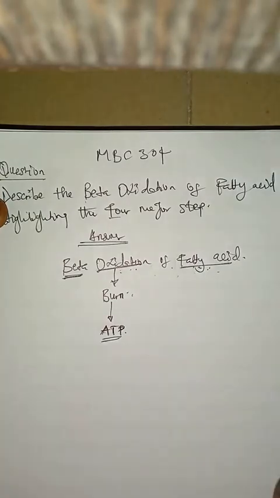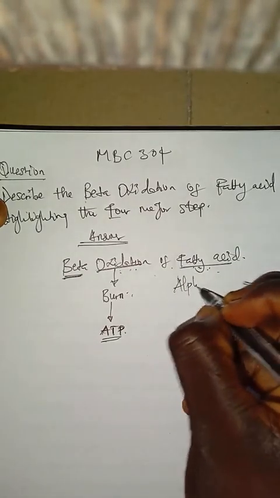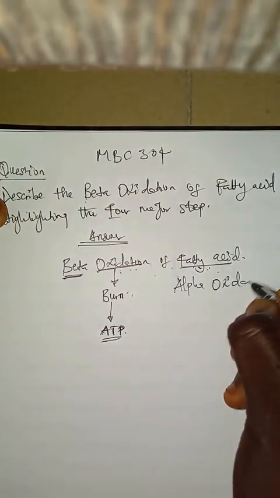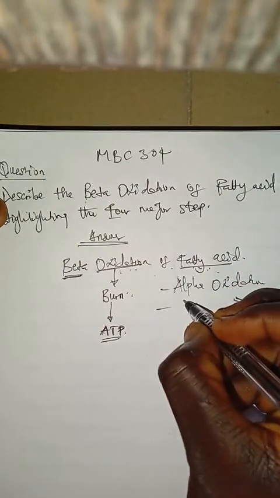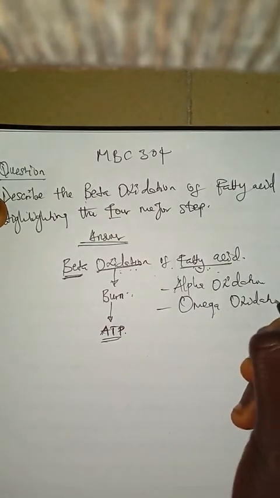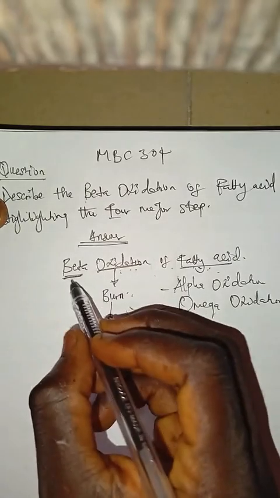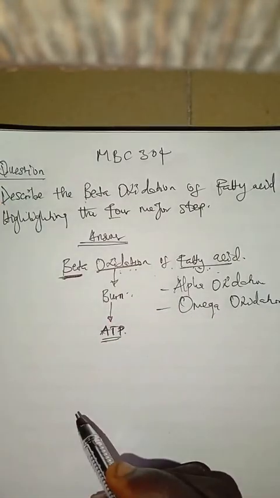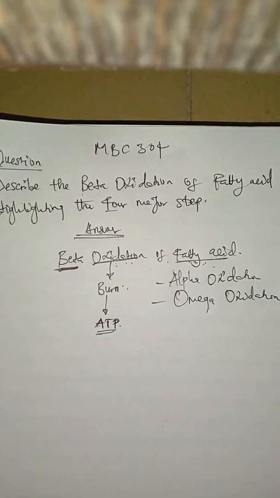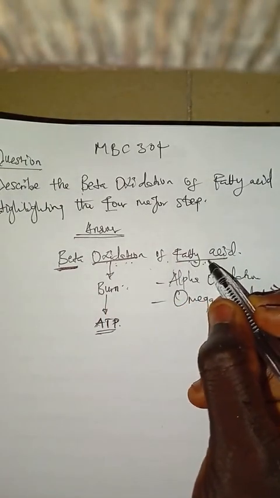Because there are also other forms of oxidation of fatty acid. For example, we have one that is called alpha oxidation. We have another one that is called omega oxidation. All these are other forms of oxidation of fatty acid, but for today what we are discussing is beta oxidation of fatty acid. It simply means you want to oxidize fatty acid at the beta carbon.